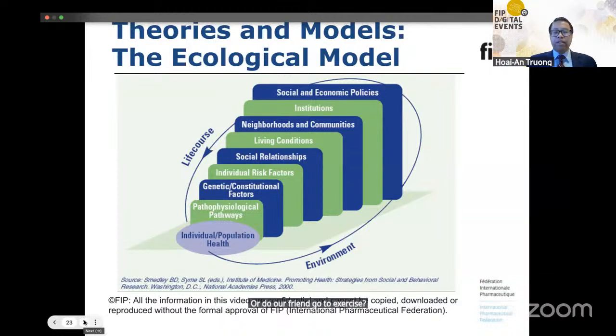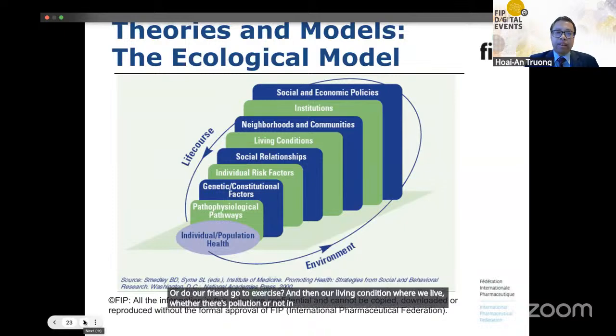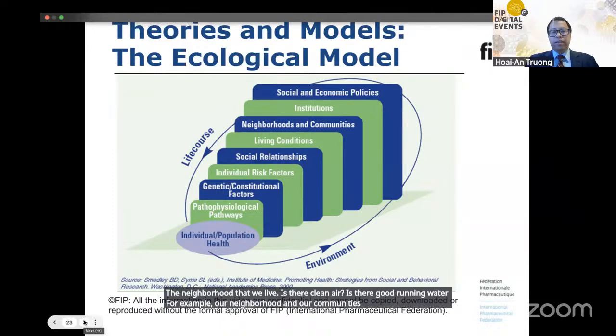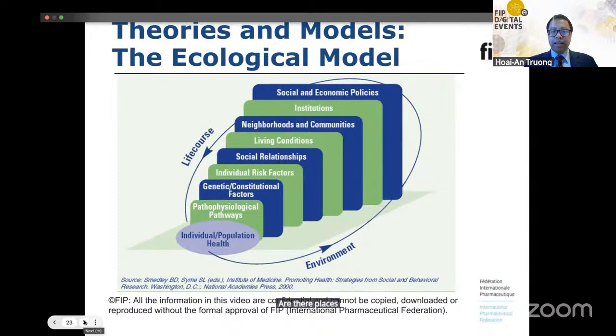And in our living condition, where we live, whether there's pollution or not in the air, the neighborhood that we live in, is there clean air? Is there good running water, for example? Our neighborhood and our communities, how does it affect us? Is there a pharmacy nearby? Is there a place to buy healthy food choices in our neighborhood, in our community? Are there places that people can go exercise?